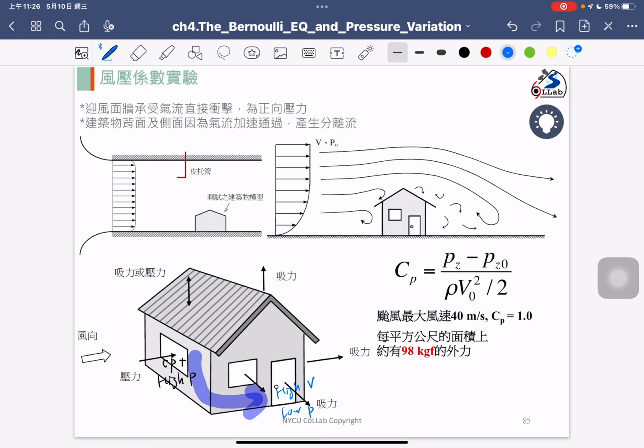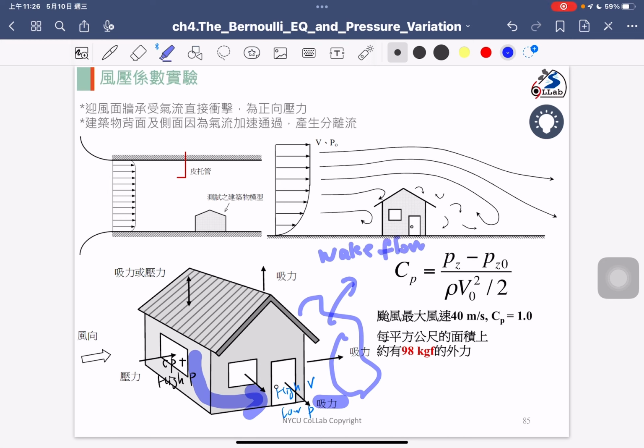So that's why in here we observe the force. And the outside region in there, we know that this is the wake flow. This is the wake flow region. Okay? So in the wake flow region, we also have a lower pressure in here. We have a lower pressure.